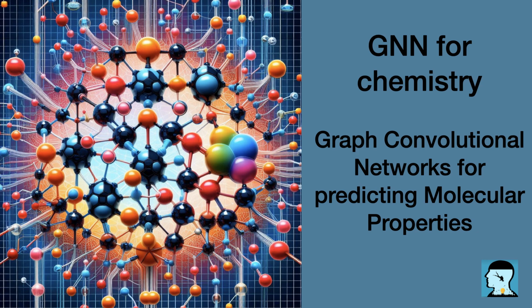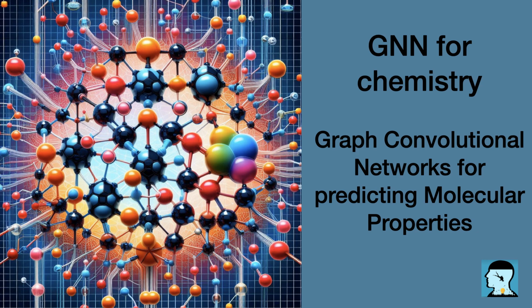How are graph convolutional networks implemented in practice? Could you walk us through the process of creating graphs from chemical structures, building the network architecture, and training the network on a dataset of molecules with known properties?